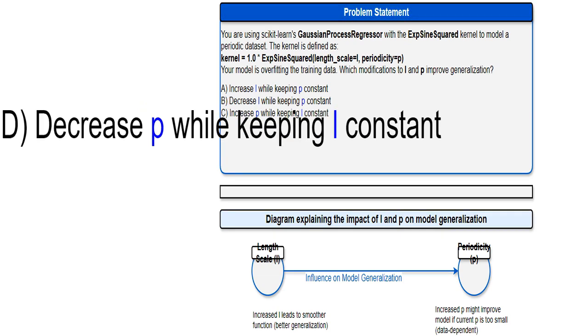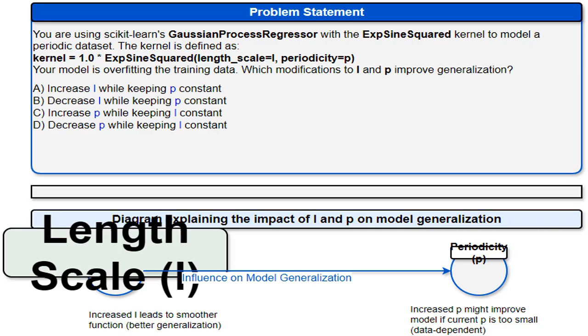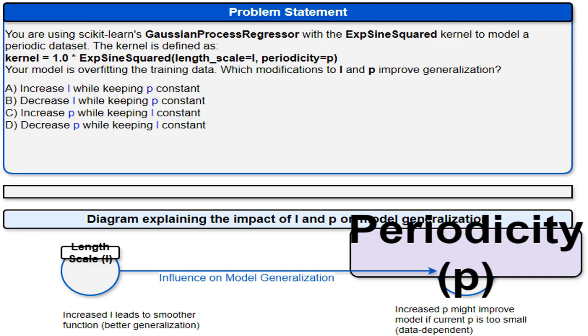Decreasing the periodicity, P, could worsen things. This is especially true if the model is already overfitting, because it might attempt to fit even higher frequency noise. I want to avoid that. The length scale, L, controls how smooth the model's predictions are. A larger L means smoother predictions, better generalization, and less overfitting. The periodicity, P, represents the period of the repeating pattern in data. If I get this wrong, the model won't fit the data well.